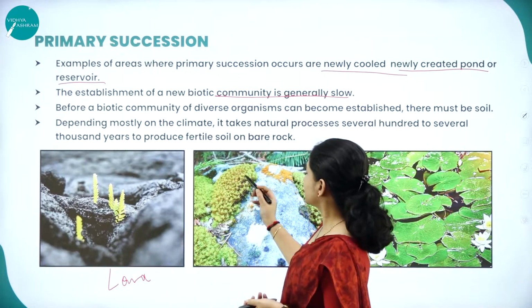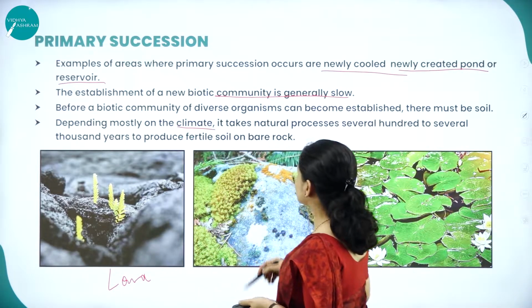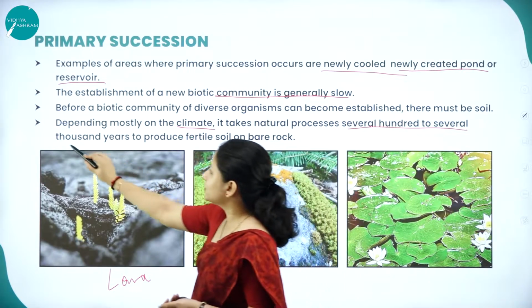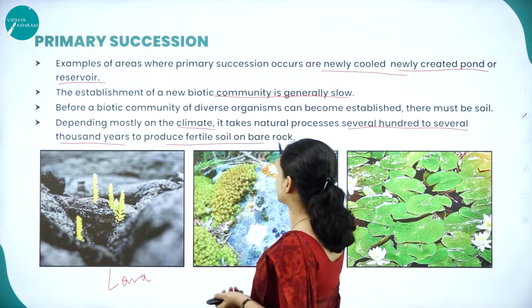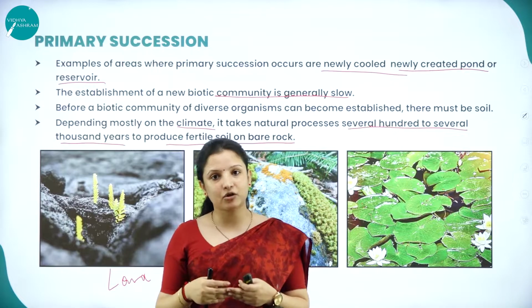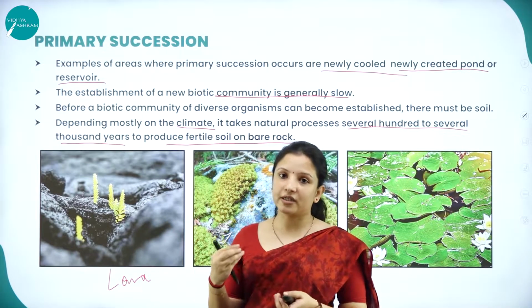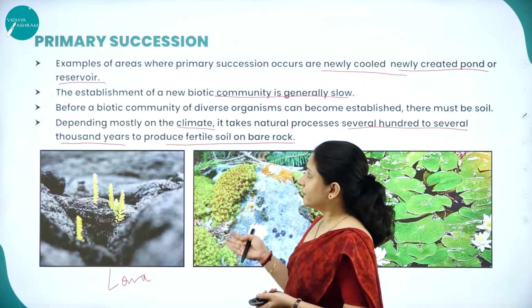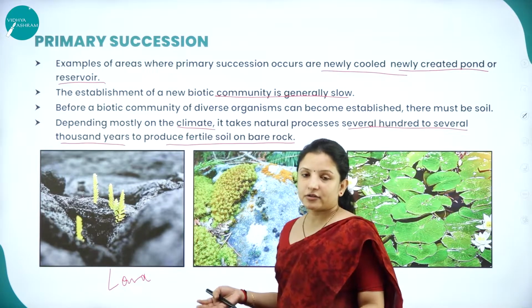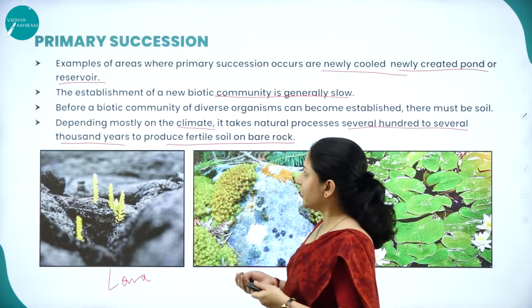Depending mostly on the climate, it takes natural processes several hundred to several thousand years to produce fertile soil on bare rocks, because the soil has to come from somewhere and sit on the bare rocks if a particular plant has to grow there. So therefore primary succession is always time consuming. It may take hundreds or thousands of years.